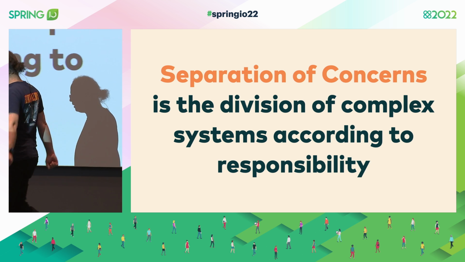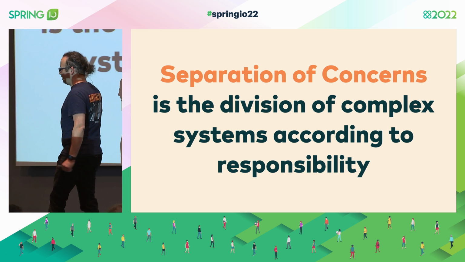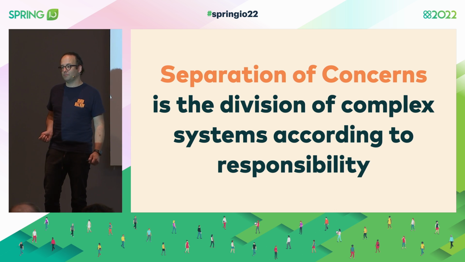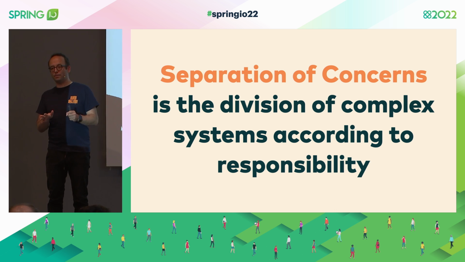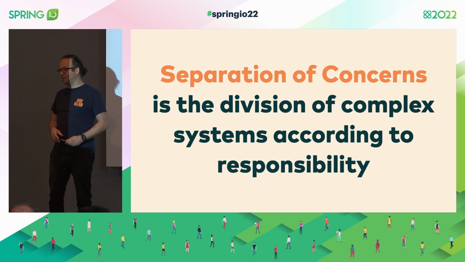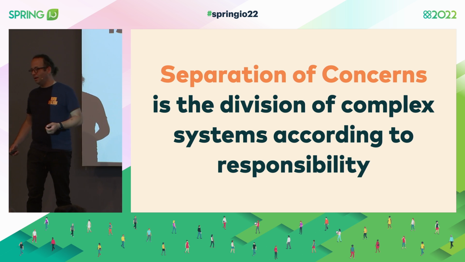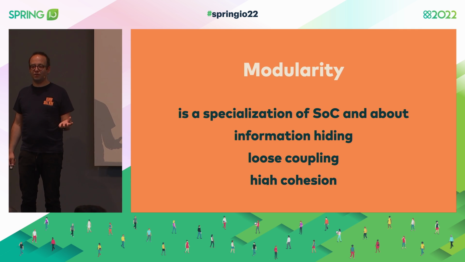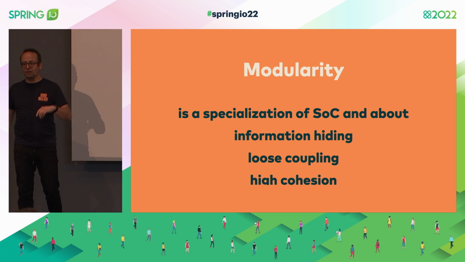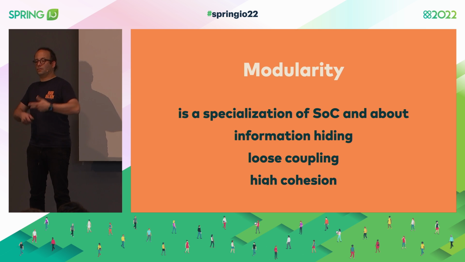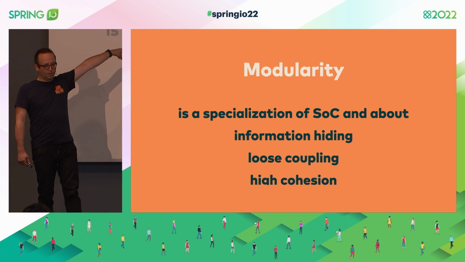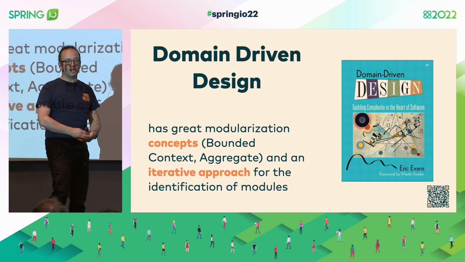Separation of concerns is an idea where we divide a complex system into a bunch of responsibilities. Something you probably all heard about. Those of you who were in the talk yesterday heard quite a bit about that, but I think that's something most of you have already heard. And modularity is a specialization of separation of concerns, with a key focus on information hiding, loose coupling, high cohesion, and all these good old design principles. Now, how do we achieve that? One idea for doing that is domain-driven design.